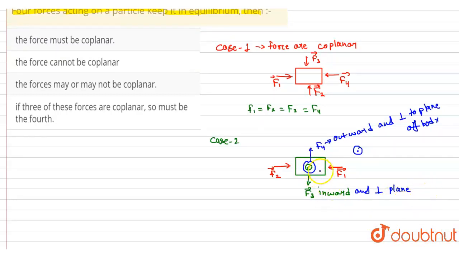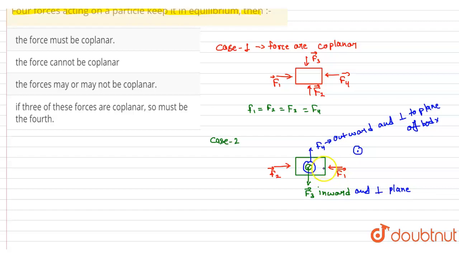Now you can see if F1 and F2 are equal, then they will cancel out because they are in opposite directions. Similar for F3 and F4. F3 is inward in the perpendicular direction to the plane and F4 is in the outward direction. It is also in the perpendicular direction, and F3 and F4 are equal. So now finally all forces cancel each other out, and the body is in equilibrium. So this is the case where you can see forces are not coplanar.